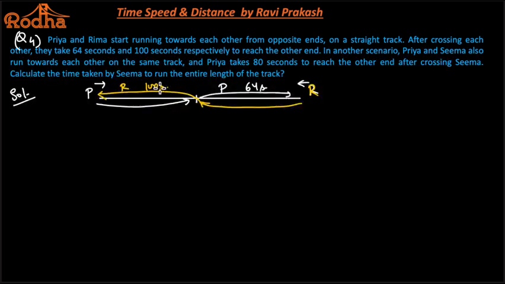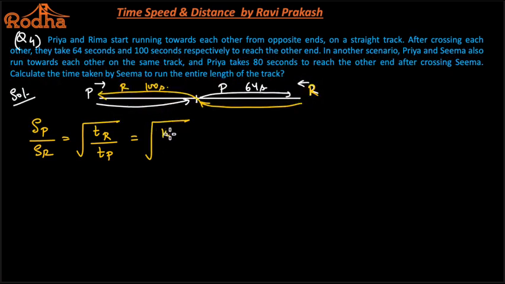Now in another scenario, Priya and Seema also run towards each other on the same track, and Priya takes 80 seconds to reach the other end after crossing Seema. I can simply solve this part, no? In the first part, the speed of Priya upon the speed of Rima is equal to under root of TR by TP. So SP by SR is equal to under root TR by TP. The time TR is given as 100, and this is 64. So root 100 is 10, root 64 is 8, and 10 upon 8 is equal to 5 by 4.